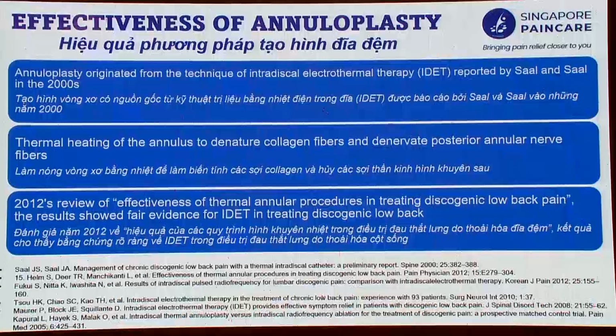Annuloplasty has been around for a long time. This is not something new. It's just that in different hands, annuloplasty has different results. It was promoted in 2000 by Saal and Saal, and further by Nick Bogduk from Australia, whereby in his hands, he applied IDET, intradiscal electrothermal ablation. He was able to achieve reproducible results, and he has published those data. However, while in 2012 it was shown that IDET is a form of treatment to help with discogenic pain, there's fair evidence for that, but not everyone is able to achieve the same kind of results.